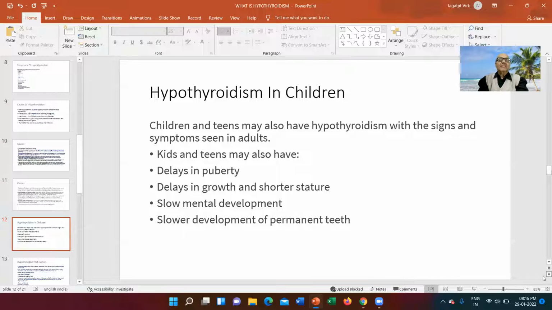Hypothyroidism in children. Children and teens may also have hypothyroidism with the signs and symptoms seen in adults. Kids and teens may also have delays in puberty, delays in growth and shorter stature, slow mental development, slower development of permanent teeth.